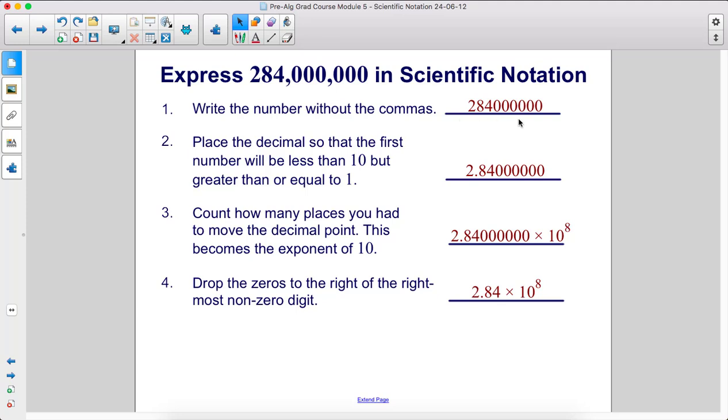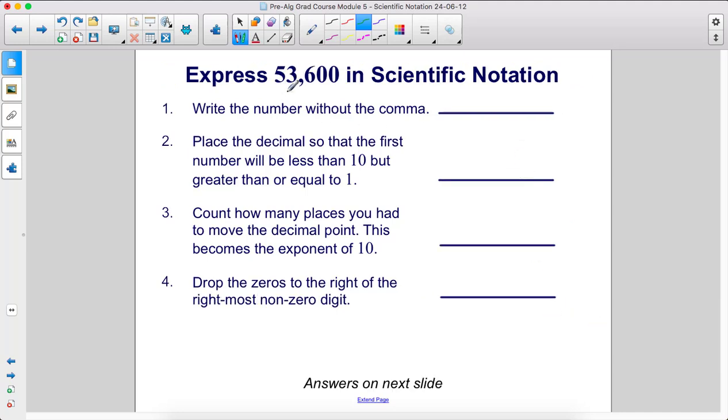All right, so here you have the number with no decimal. Then we figure out where to put the decimal so that the coefficient is between 1 and 10. It can be 1, but it can't be 10. And then we add times 10 to the 8th to make up for the fact that we've moved the decimal over 8 places. Then we drop all these zeros because we don't really need them anymore.